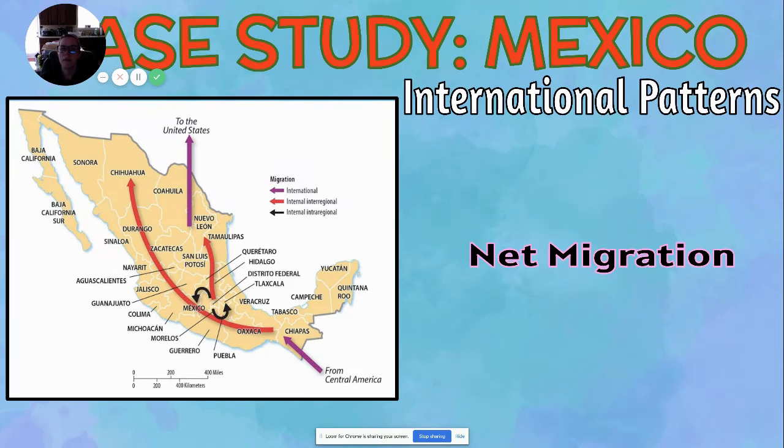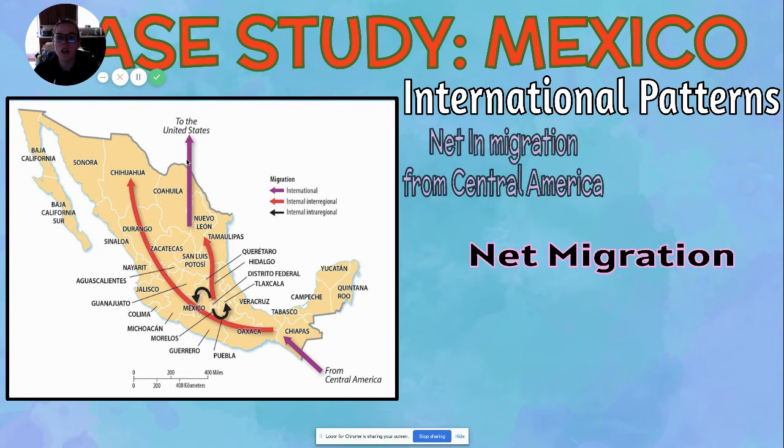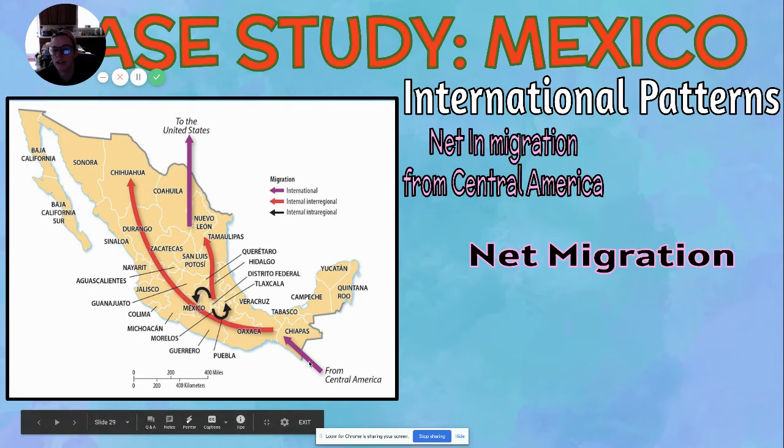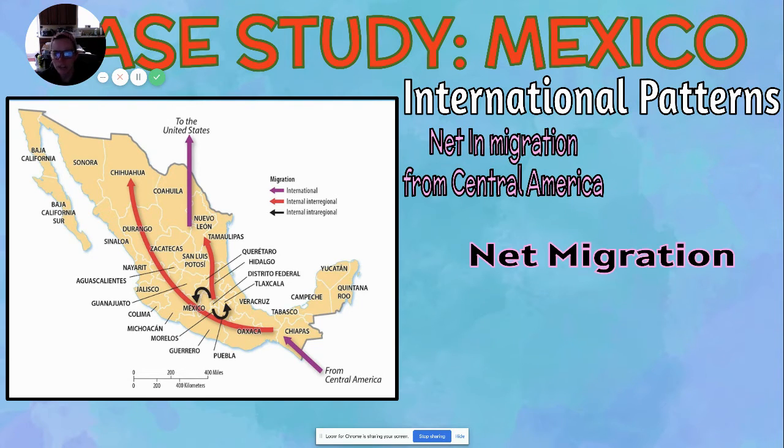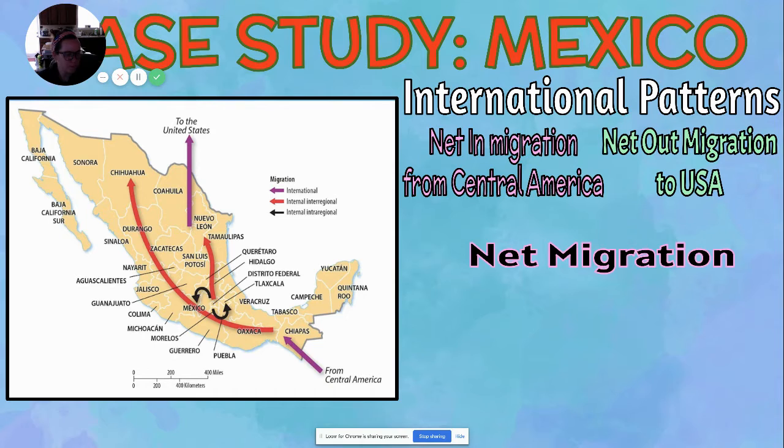All right, so case study in Mexico. I love this one. International patterns, because remember this class is patterns and processes. So as you look international, where's everybody going to and from? Well, in Mexico, they have net in migration from Central America. So that's where their immigrants are coming in from. Remember, they're coming in from Central America, which we knew that. What is their net out? They're going out to the United States. I think most people knew that.